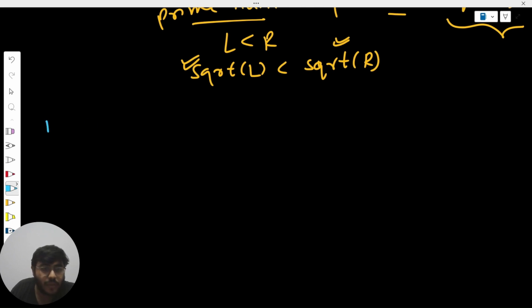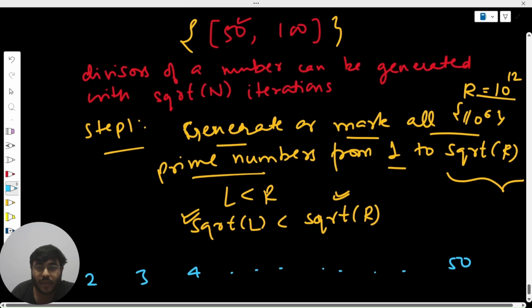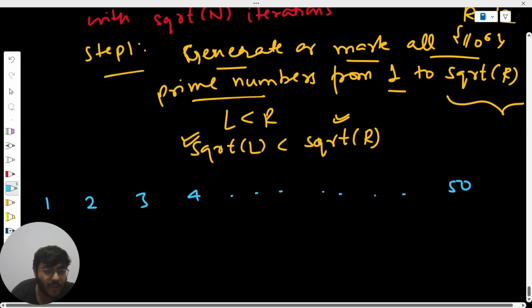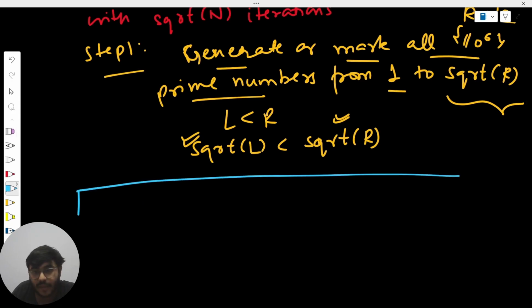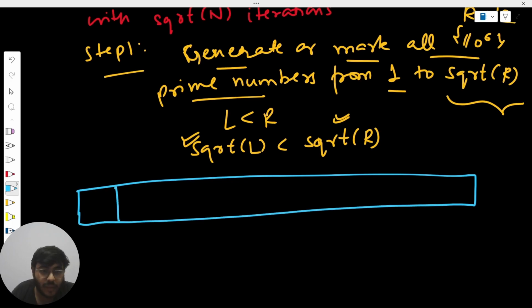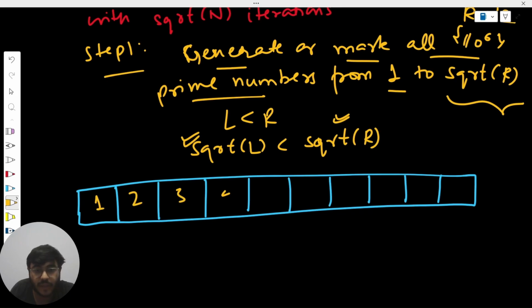So we have 1, 2, 3, 4, and in this way we have an array of sqrt R. Sqrt of R, we can see, is up till 10, right? So since it is 10, our array will be of size 10. So we can directly make an array of size 10: 1 2 3 4 5 6 7 8 9, and this is 10. Let's number them up: this is 1, this is 2, this is 3, this is 4 5 6 7 8 9 and 10.